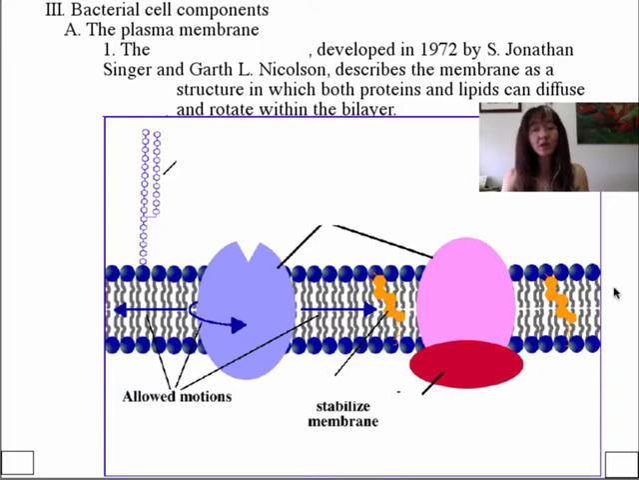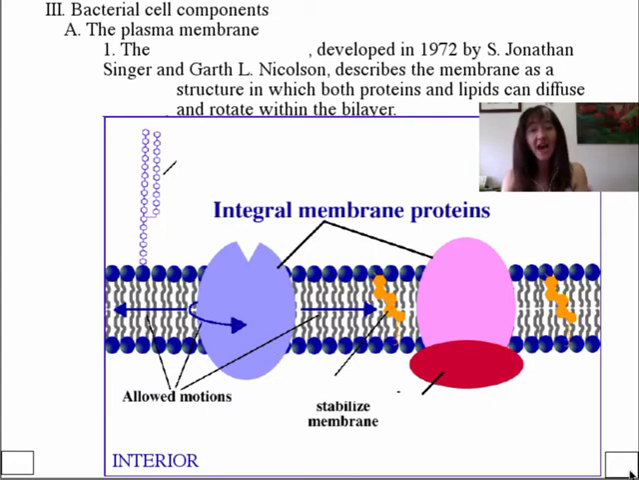So notice here you can see that we have two different types of proteins. There's one type that completely spans the bilayer. These are termed integral membrane proteins. And then there are the peripheral membrane proteins that associate with the membrane on one side or another, but they do not entirely span it. So another name for integral membrane proteins actually is transmembrane proteins, because they are clear across the entire phospholipid bilayer.